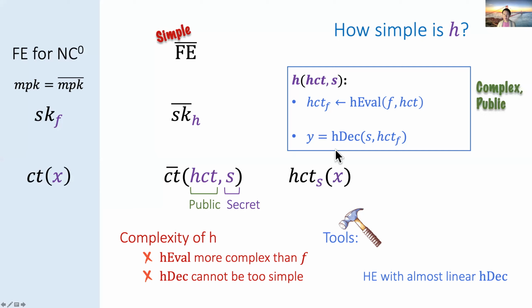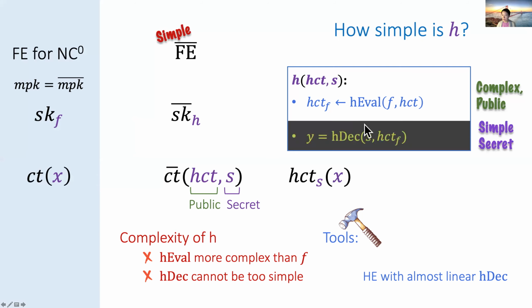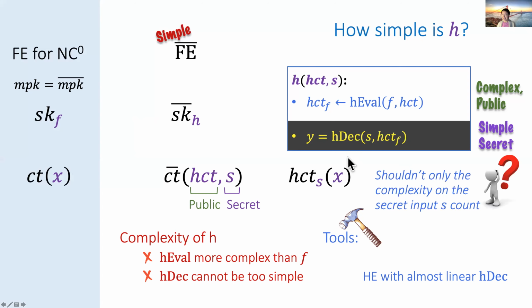Okay, so therefore this means the function h contains a complex part of the computation that is, however, on public input, and then a rather simple computation that is on the secret input. Interesting. So the hope is, shouldn't only the complexity on the secret input count? Can we actually get computation on the public input part just for free? Then maybe we can again instantiate this simple FE scheme using bilinear maps.